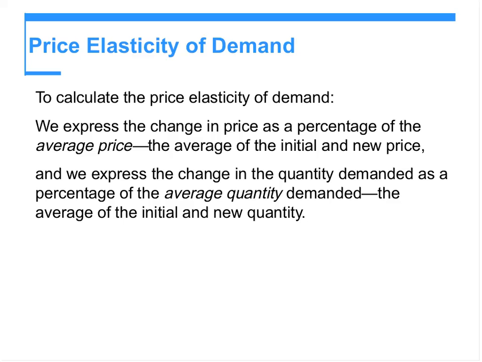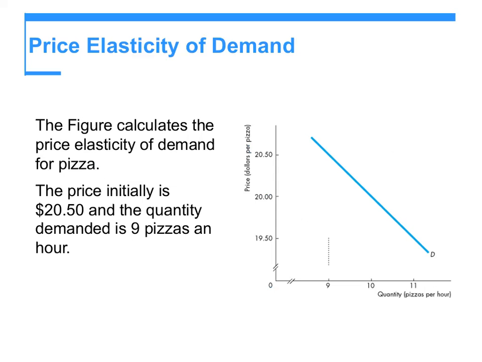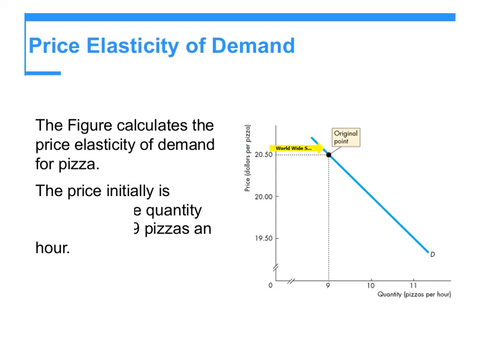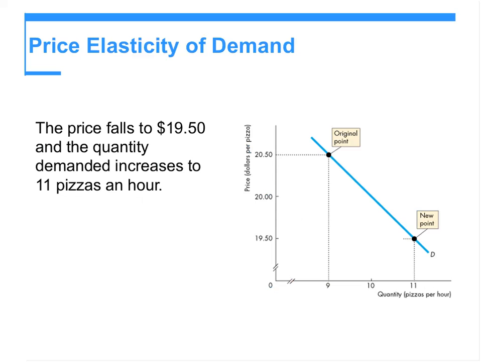So let's go further. Look at here. The figure calculates the price elasticity of demand for pizza. You see, when the price is $20.50, you will have 9 pizzas sold. Okay, that's the original price. The price initially is $20.50 and quantity demanded is 9 pizzas an hour. Let's see what will happen when the price changes.